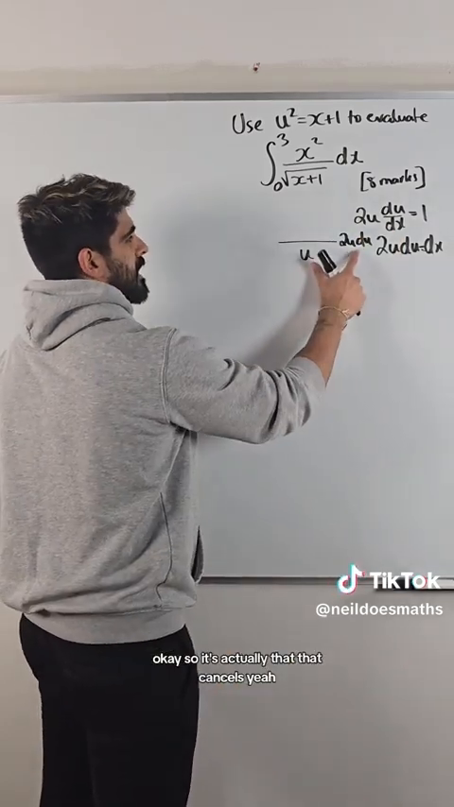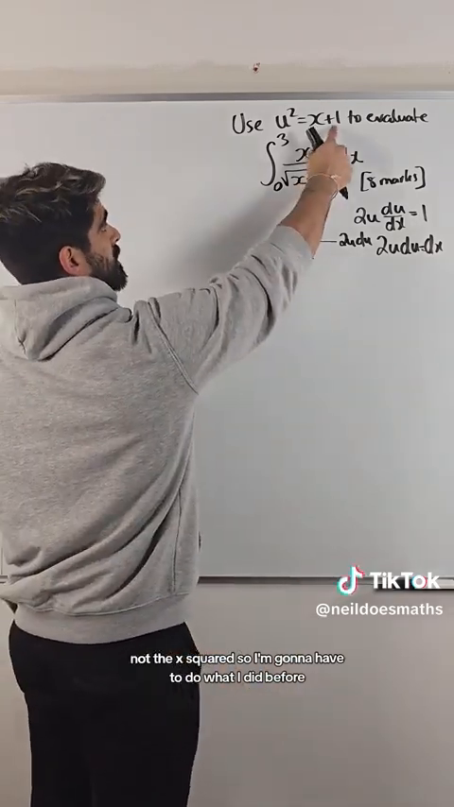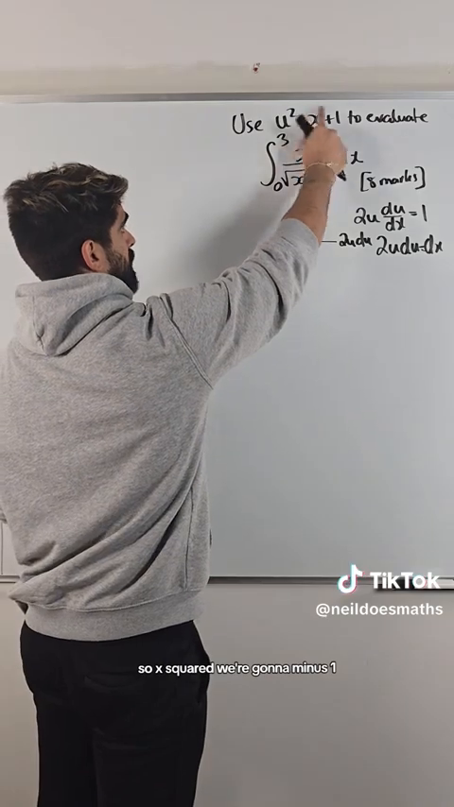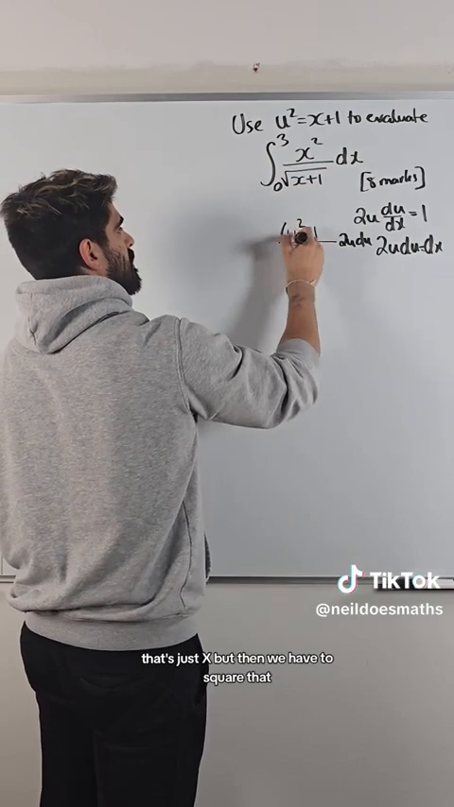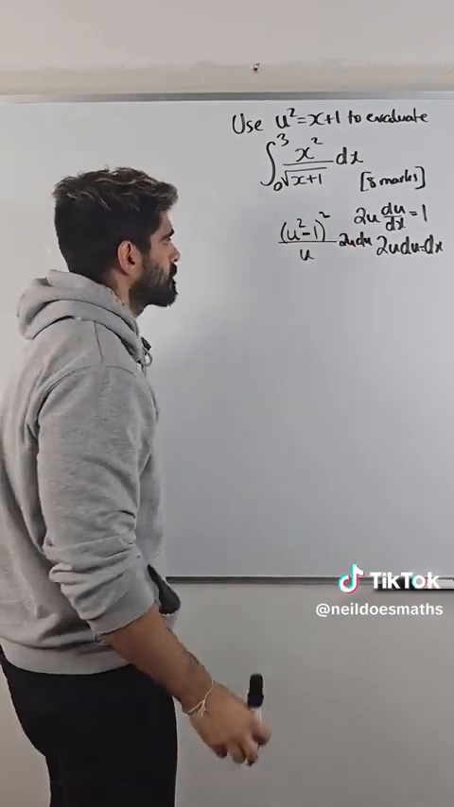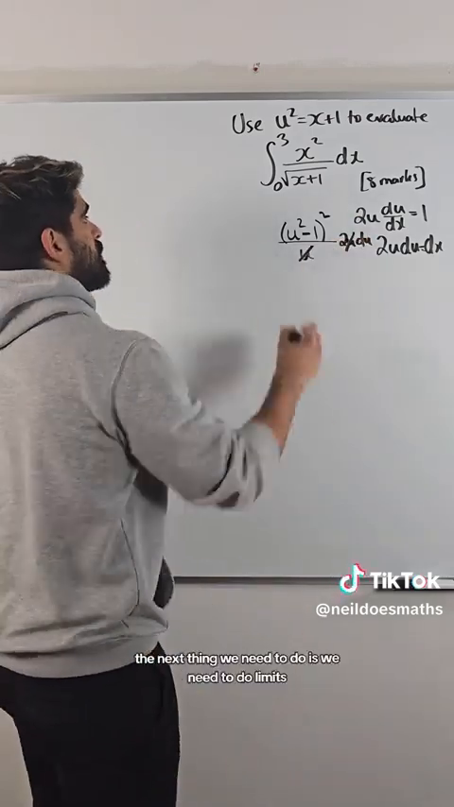Okay, so it's actually that cancels. Yeah, not the x squared. So I'm going to have to do what I did before. So x squared, we're going to minus 1. We'll get u squared minus 1. That's just x, but then we have to square that. Okay, this cancels. The next thing we need to do is we need to do the limits.